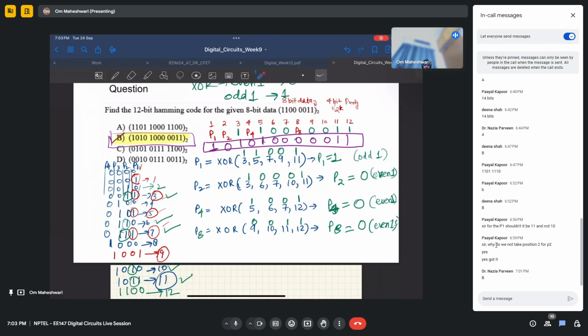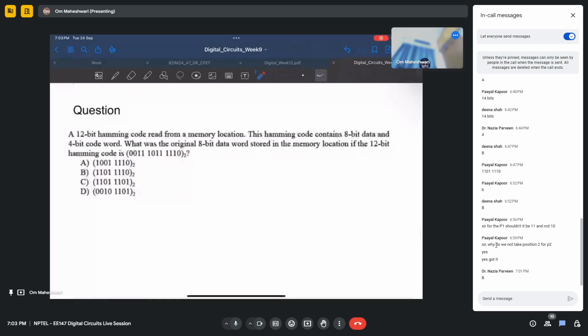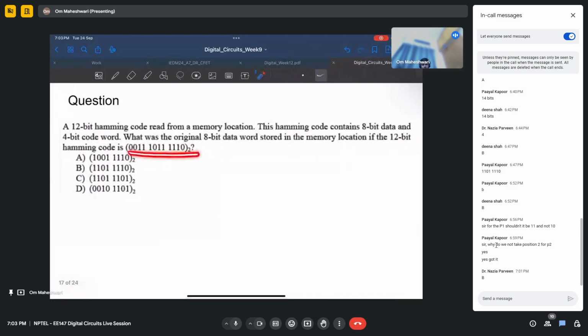Now let us come back to the previous question. This question says they have given a 12-bit code. We have to find the original 8-bit data word. So some of you have answered option B. So let us see. We have 12 bits: 1, 2, 3, 4, 5, 6, 7, 8, 9, 10, 11, 12. 0, 0, 1, 1, 1, 0, 1, 1, 1, 1, 1, 0.